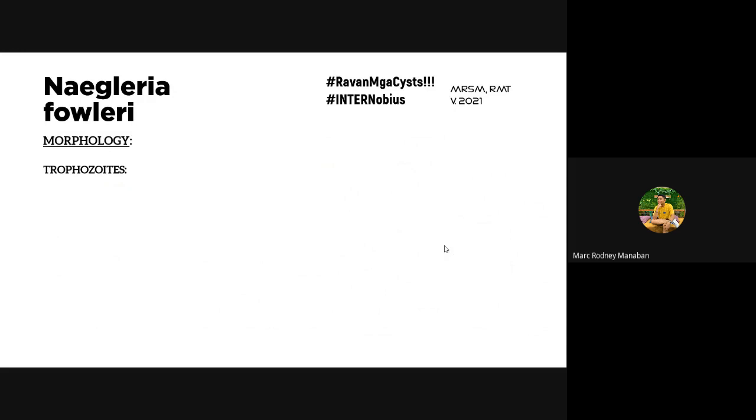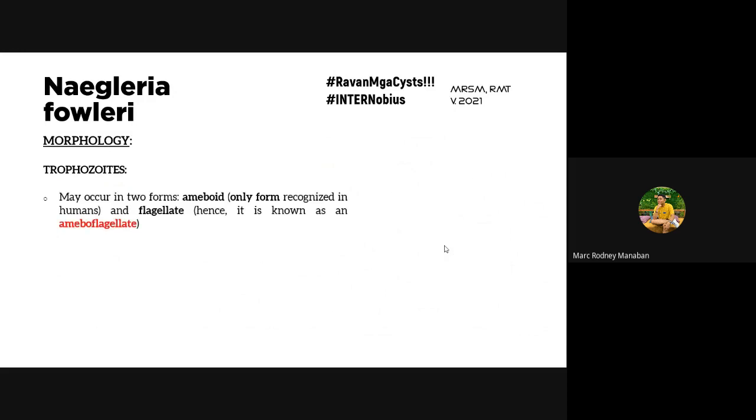For the trophozoites, very interesting and very unique for Naegleria fowleri is that it can exhibit two types of trophozoites. One is an amoeboid and the other is a flagellate. The amoeboid form is what we see in humans and also the infective stage to humans. The flagellate form can be found in the environment or during culture. It can also be found in tissue in humans, but not common. Seldom only, okay? So the most common is the amoeboid form of trophozoite.